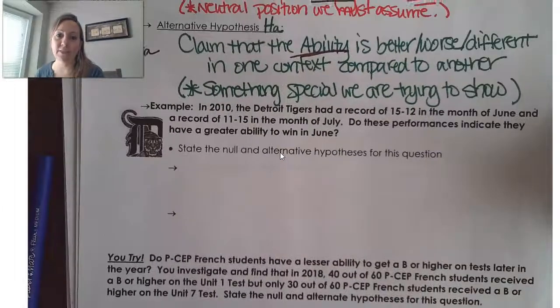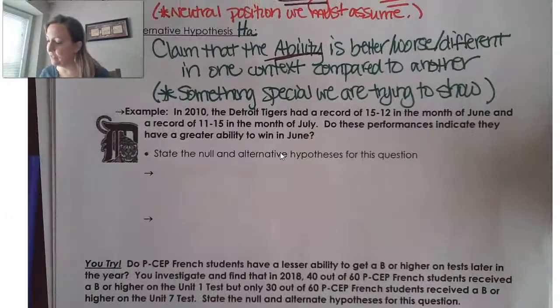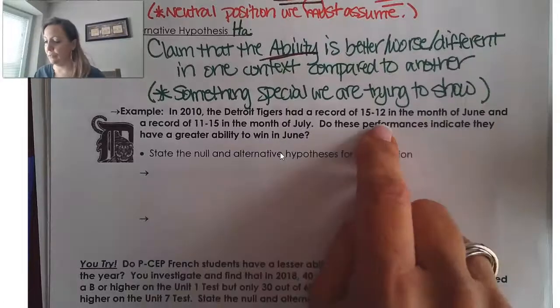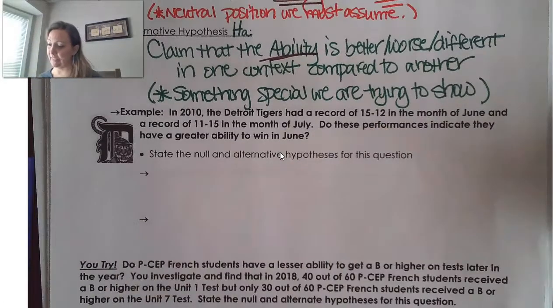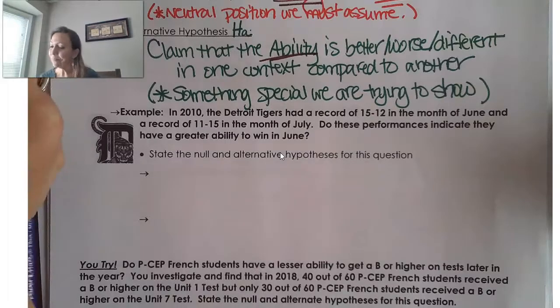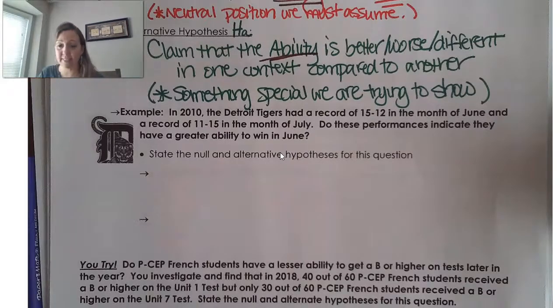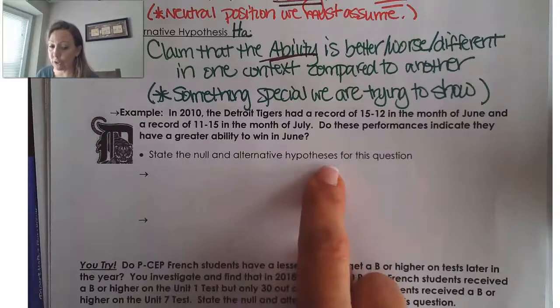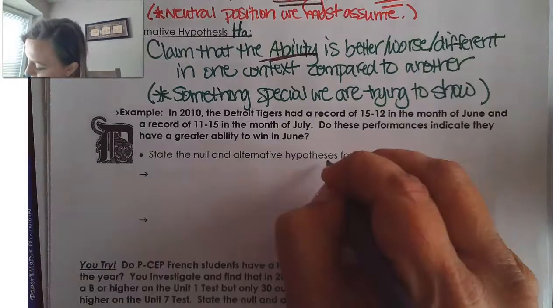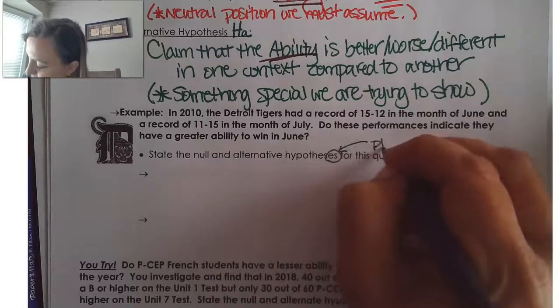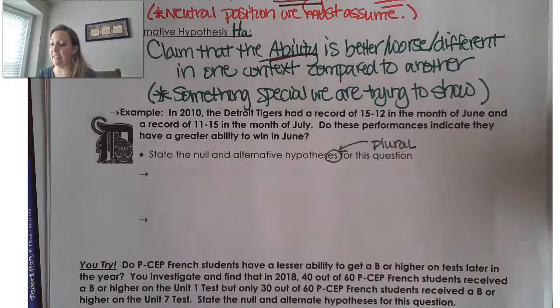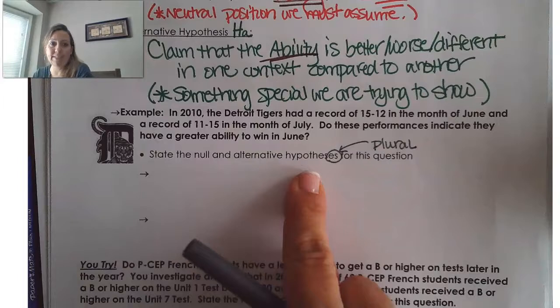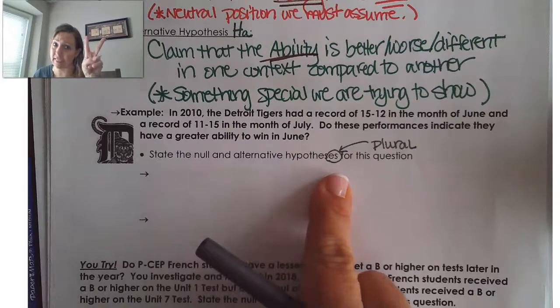In 2010, the Detroit Tigers had a record of 15-12 in the month of June and a record of 11-15 in the month of July. Do these performances indicate they have a greater ability to win in June? And it wants us to state the hypotheses. So notice that hypotheses is plural. Even if it doesn't say state the null and alternate hypotheses, when it says hypotheses, that means you need both all the time, okay?